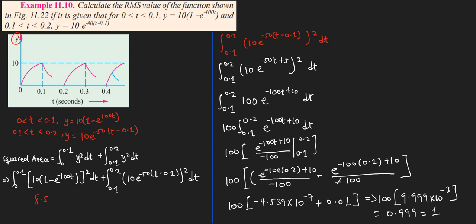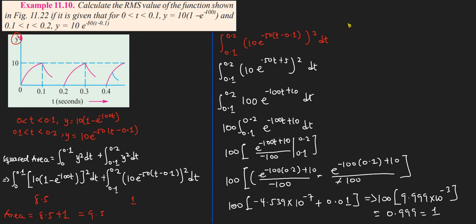Okay, so for the second squared area, we are going to have 1. So then we are going to have the squared area to be equal to 8.5 plus 1. Okay, so that's what you're going to get. That will give us a value of 9.5, right?